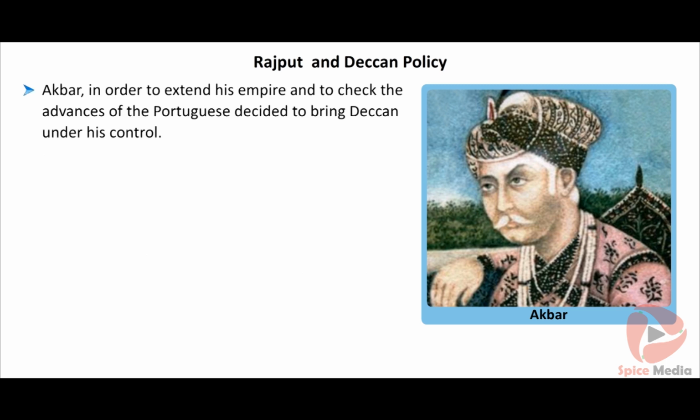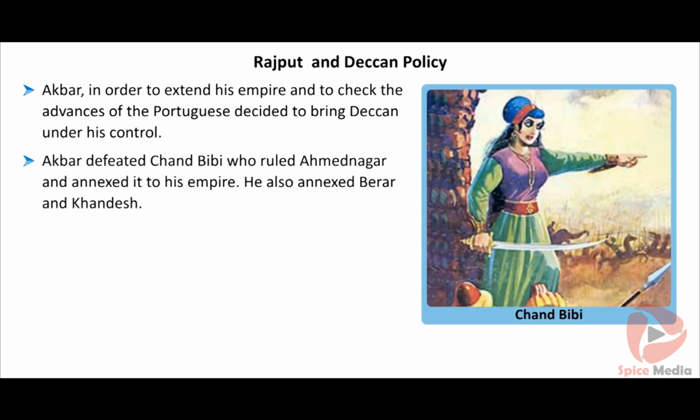Akbar, in order to extend his empire and to check the advances of the Portuguese, decided to bring the Deccan under his control. Akbar defeated Chand Bibi, who ruled Ahmednagar, and annexed it to his empire. He also annexed Berar and Khandesh.